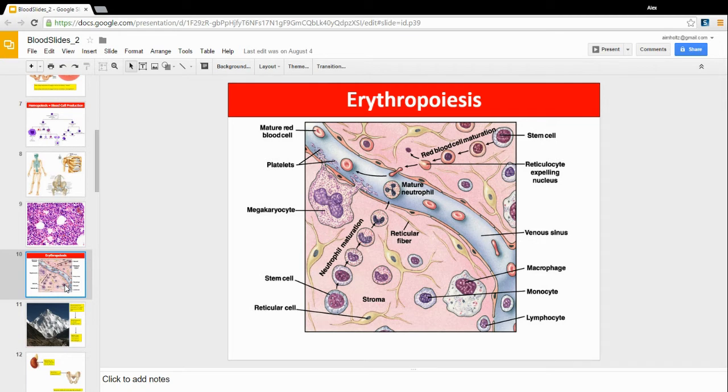And that hemocytoblast goes through a series of events, eventually ejecting the nucleus, removing the organelles, synthesizing, hard word to say, synthesizing large amounts of hemoglobin, achieving the biconcave shape, and then entering the bloodstream. That is erythropoiesis in a nutshell.